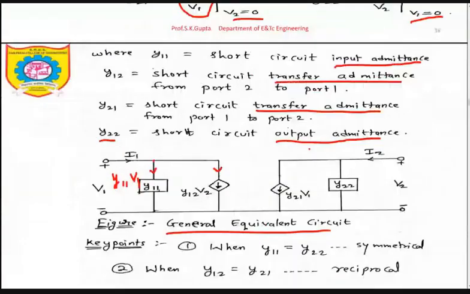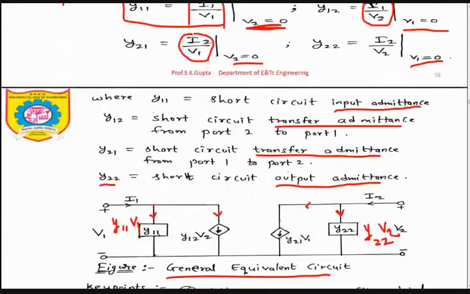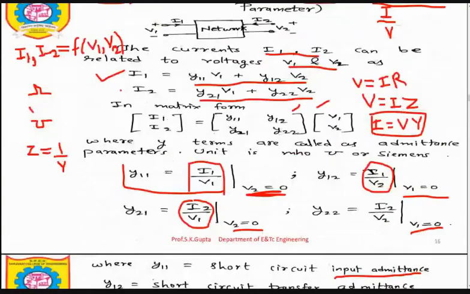Similarly, at the output side, the I2 current is divided. The current in this element will be Y22 into V2. And this I2 current is also divided into the dependent current source Y21 V1. So the I2 current is the addition of these two currents, Y22 V2 plus Y21 V1. So we get the same equation. This is nothing but the general equivalent circuit for the Y parameter.